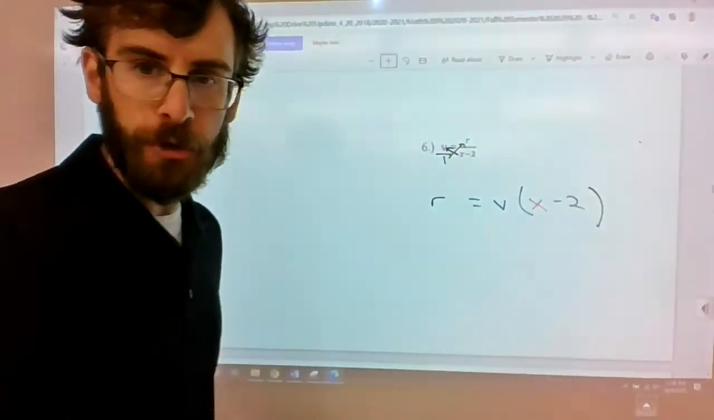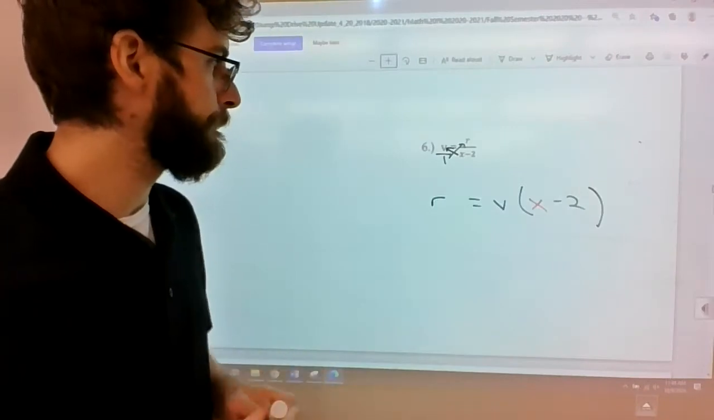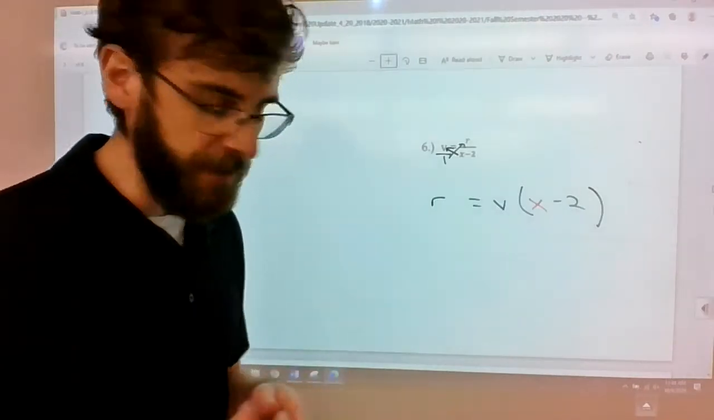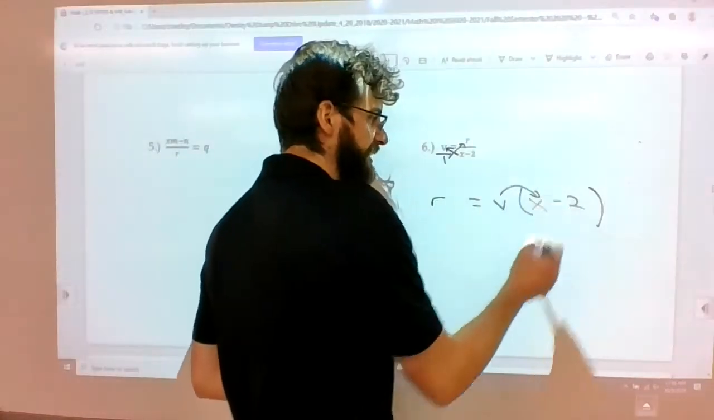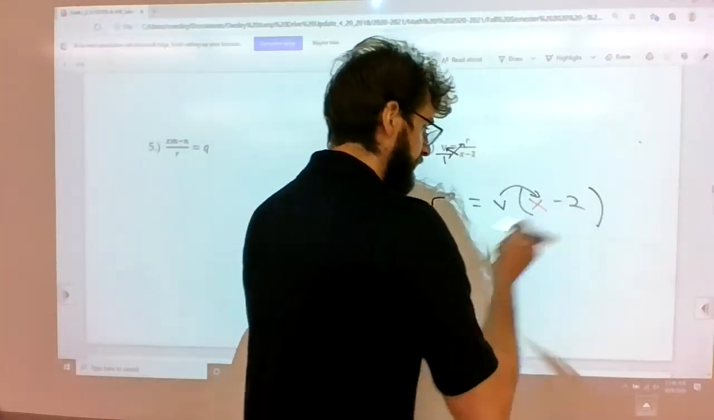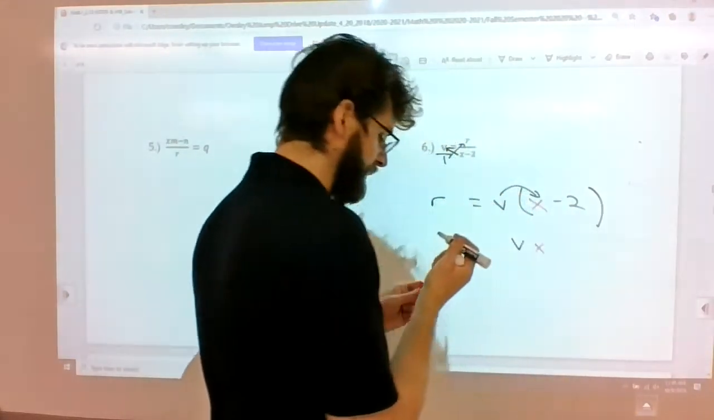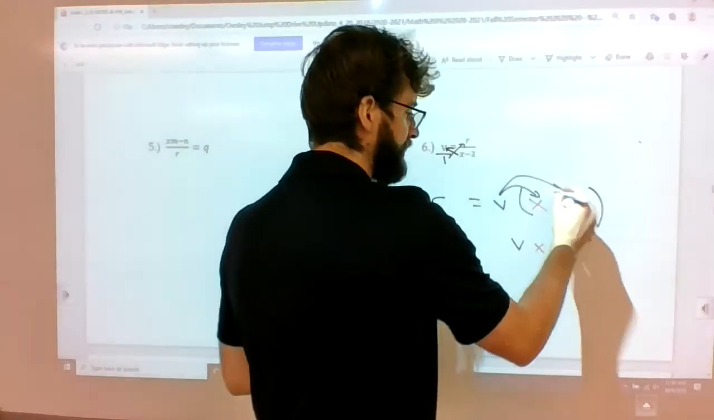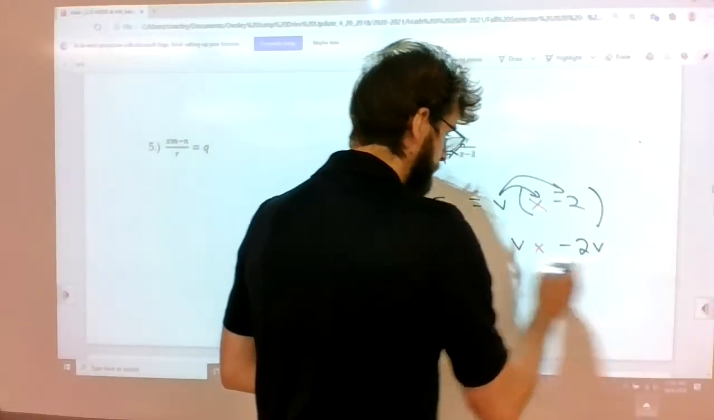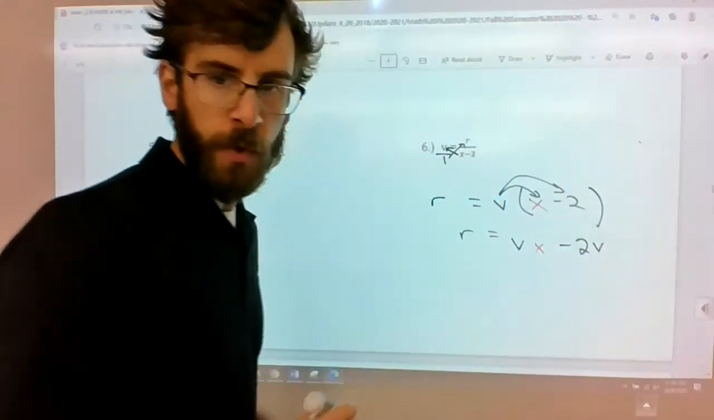It's the variable trying to get by itself, so I've got to break it out of its grouping symbols. I'm going to multiply v times x to get vx, and then take v times negative 2, which is negative 2v, and that all equals r.